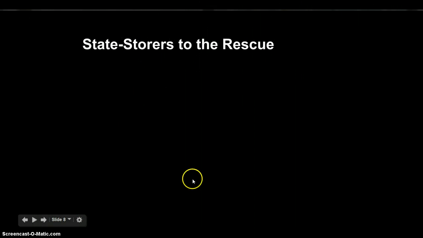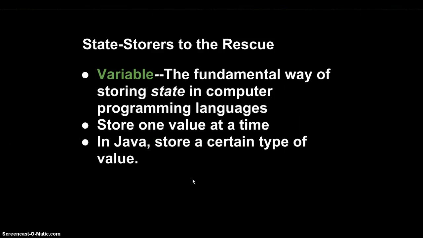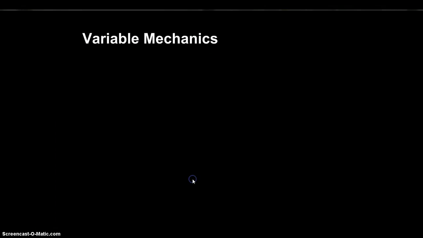That doesn't work. And so to solve that problem, we have this notion of a variable, which is a state store. It's a fundamental way of storing state or information about the program as it's running in computer languages. Okay? Now variables are kind of interesting because they can only store one value at a time. And in Java, they will store a certain type of value. So it might store an integer or a character or something like that. We'll get to more of that later. And so here's kind of how you work with a variable.